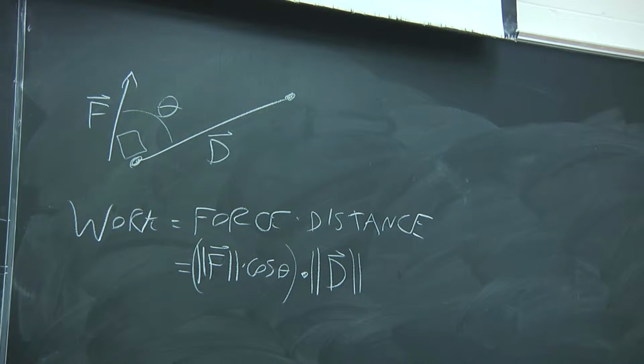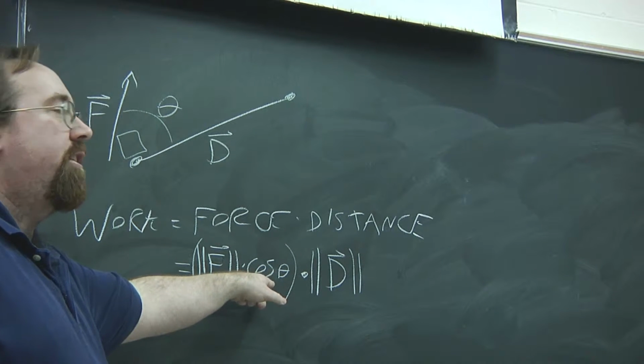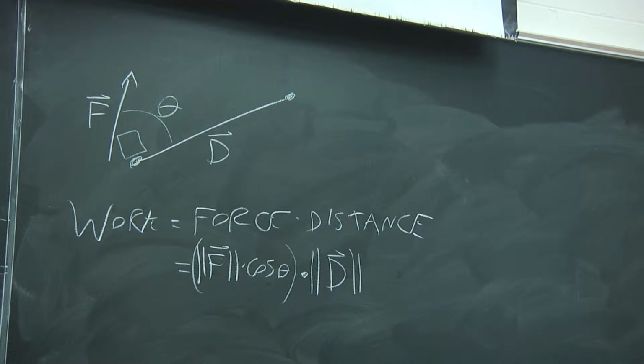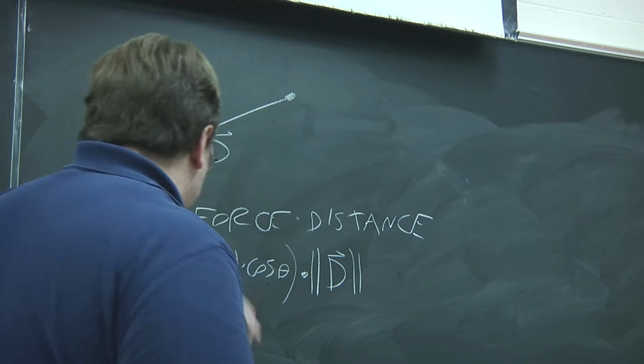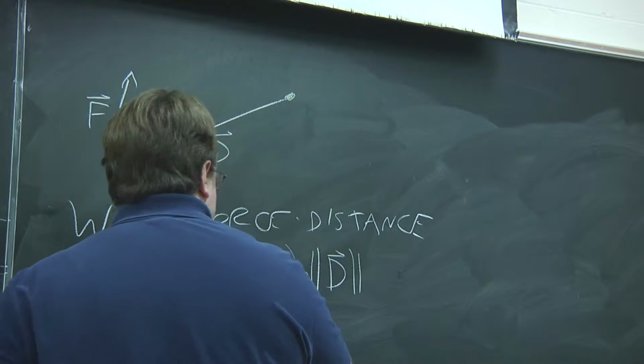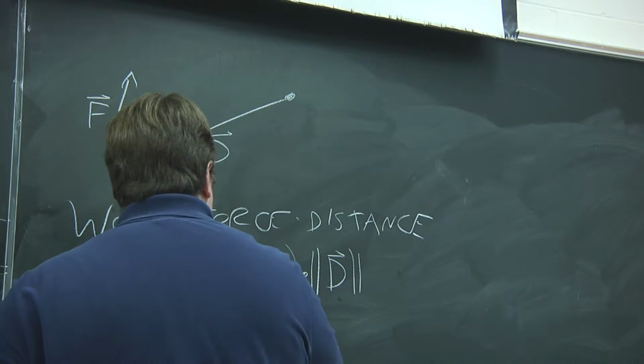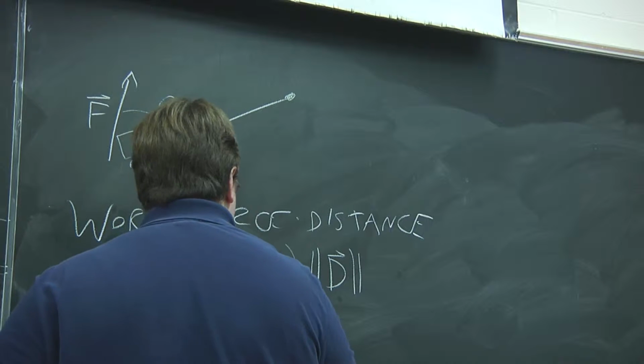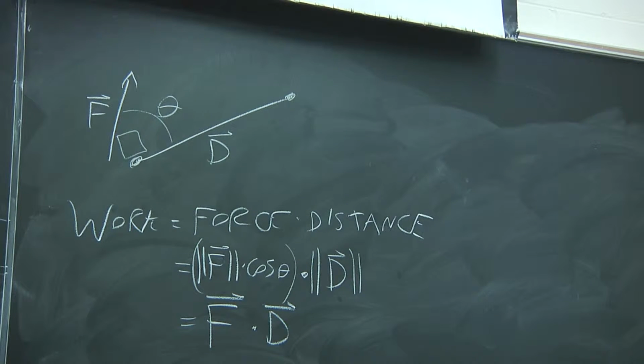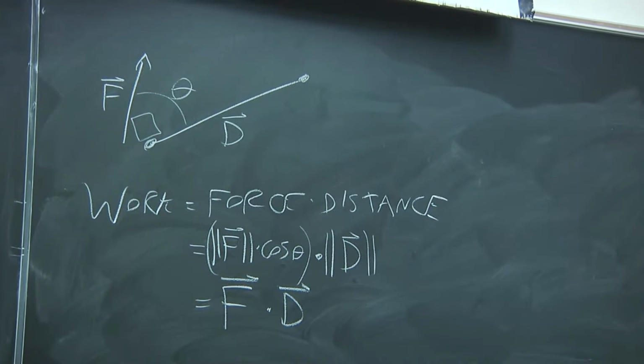So if it's dead on, then it's going to be the full magnitude of this force. But as this angle gets closer and closer to 90 degrees, no matter how much force you're applying in whatever direction, there's actually very little force that's being applied to the object. So we have the magnitude of the force vector, the magnitude of the distance vector times the cosine of the angle between them, so it's just F dot d. So in this case, the dot product of force and distance vectors is what gives you work.